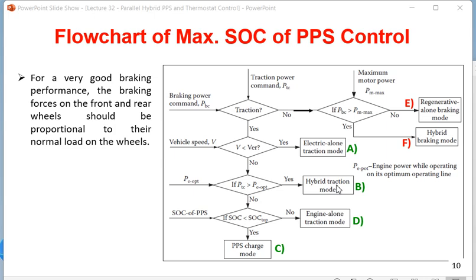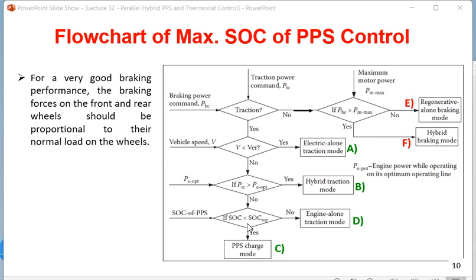But if no, that means the traction power is less than the engine power, then you are going to come to the below direction. That means whatever power is demanded from the engine is less than what maximum engine can produce. That means engine alone can supply the traction power. In that case we are going to come below. So if demanded power is less than the maximum engine power, then the sequence is going to come to the lower direction. In this case we have to check, when the power demanded from engine is low, what is the status of PPS in that case.